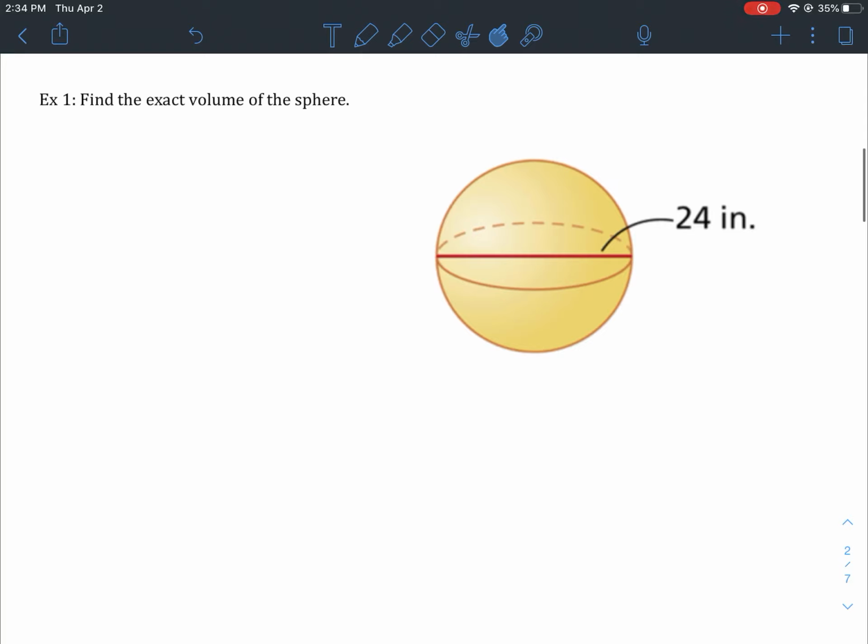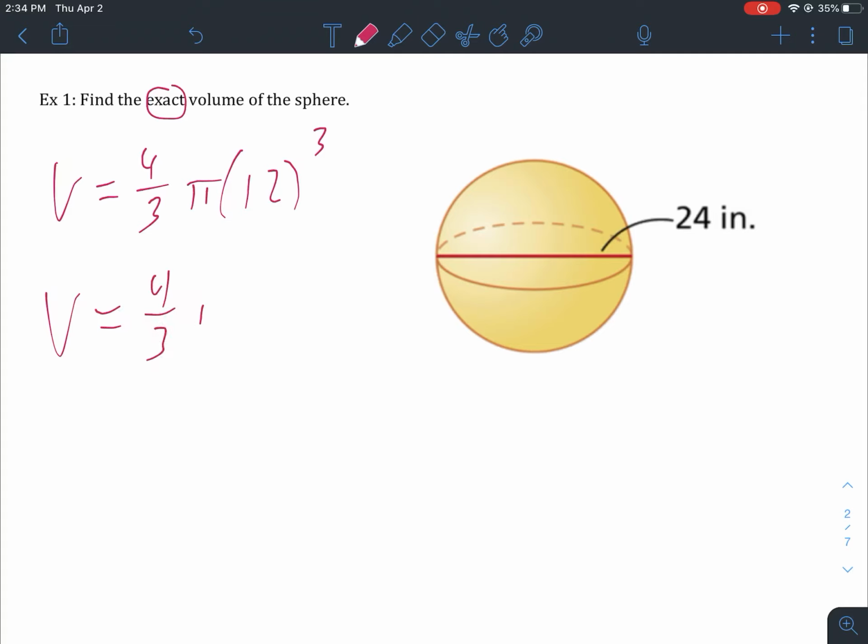So a real easy one to start off here. Find the exact volume of the sphere. So exact means we're going to keep pi in our answer. So volume equals 4/3 pi. The diameter is 24, which means the radius is 12. So 4/3 pi 12 cubed. All right, so because it's exact here, we're not going to type pi in our calculator. We're just going to type in 12 to the third power.